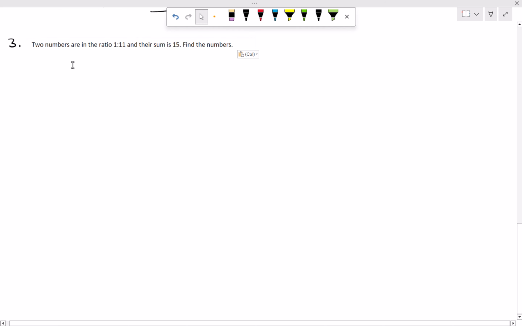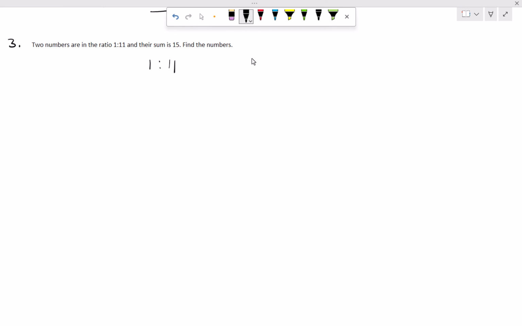Two numbers are in the ratio 1:11, and their sum is 15. Find the numbers. So we are given a ratio of 1:11. So we're going to let 1 be equal to x, and we're going to let 11 be equal to 11x. So that gives us the ratio 1:11. And we're told that their sum is 15, meaning that if we add x plus 11x, we get 15 as our answer.